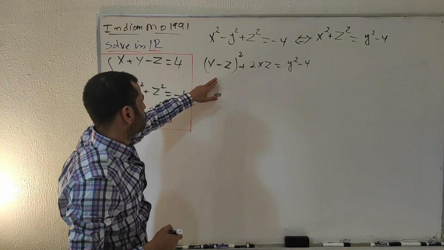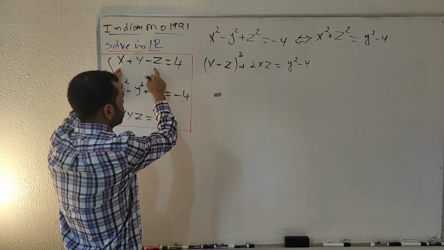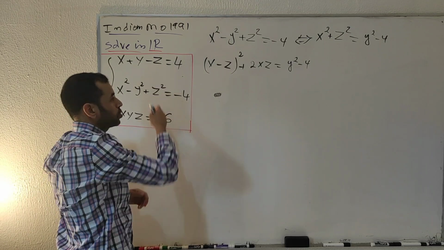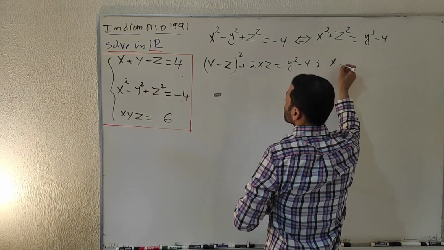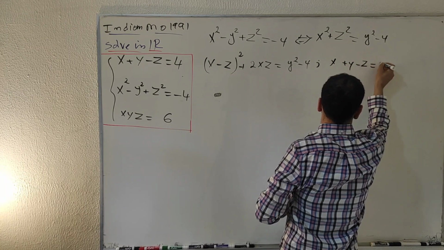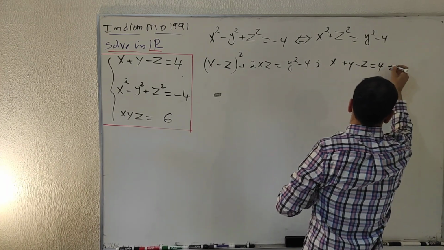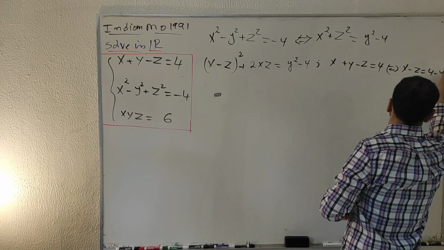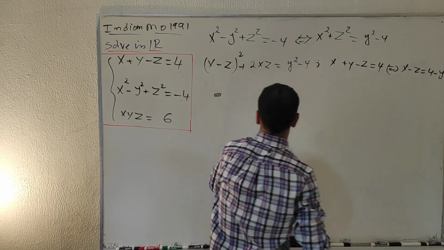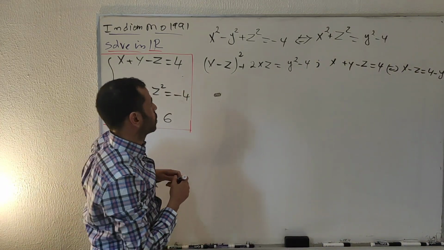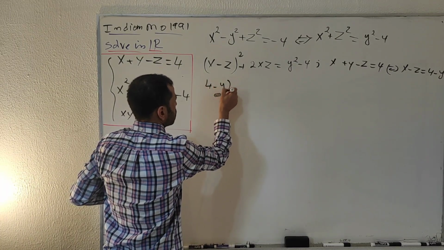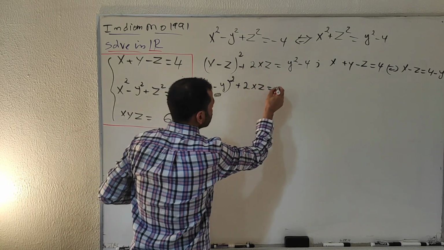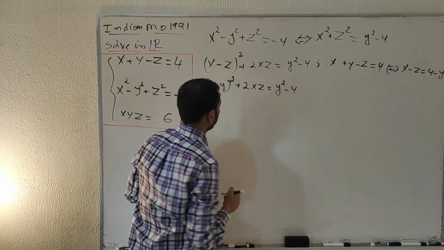Now we are going to use the first equation and make the connection between this equation and the first equation. I have x plus y minus z equals 4, which means x minus z equals 4 minus y. I'm simply going to replace x minus z with 4 minus y. I get here quantity 4 minus y squared plus 2xz equals y squared minus 4.